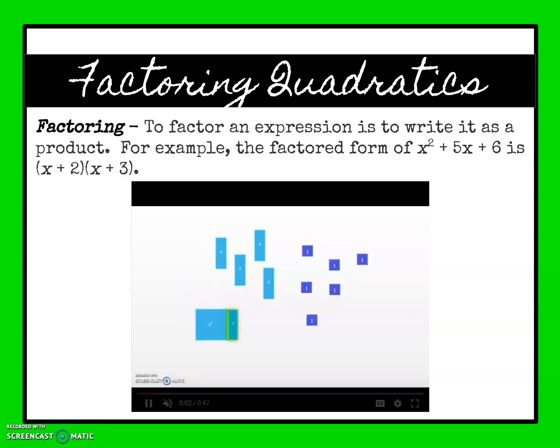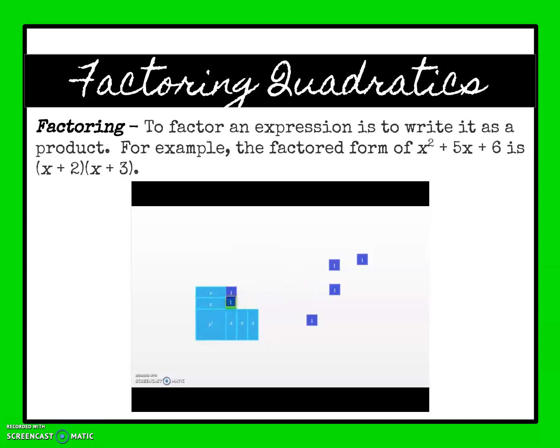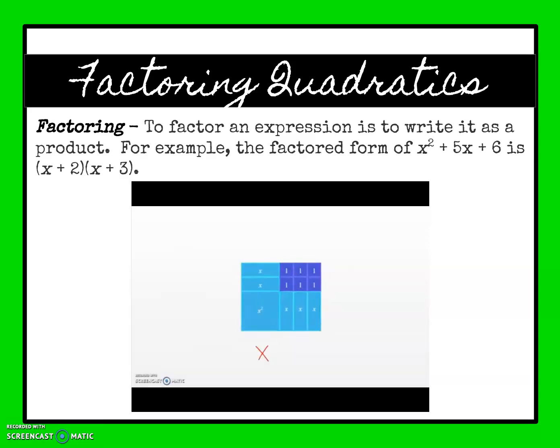So by definition, factoring is to write an expression as a product. So this is not just for quadratic expressions, but for any expression when you rewrite it as a product. For quadratic expressions, when you are given a quadratic expression such as x squared plus 5x plus 6, the way that we learned to rewrite it as a product was to build a rectangle using those tiles. And then we found the length and the width, and we rewrote that as a product of length times width. So x squared plus 5x plus 6, that sum is equivalent to x plus 2 times x plus 3.